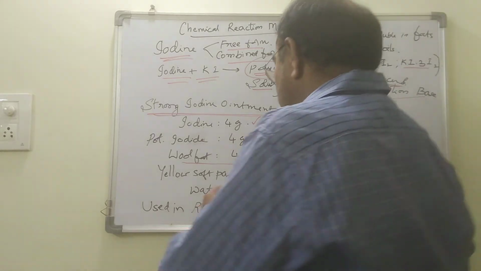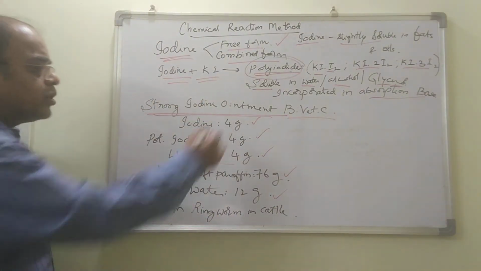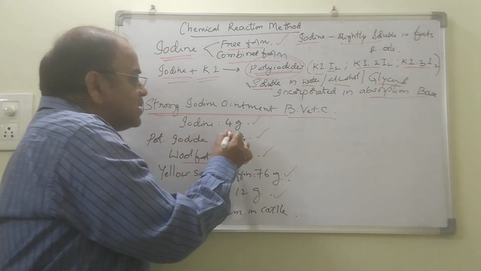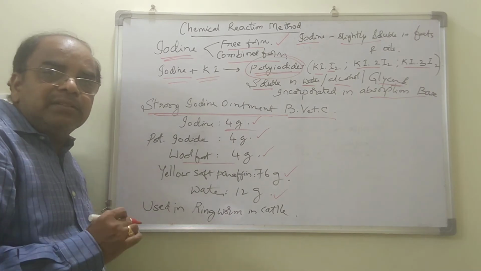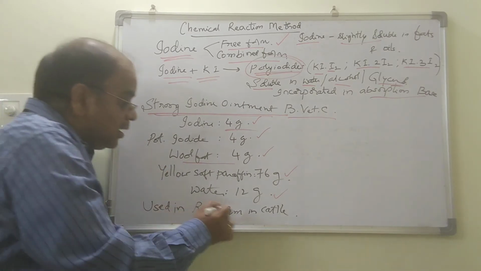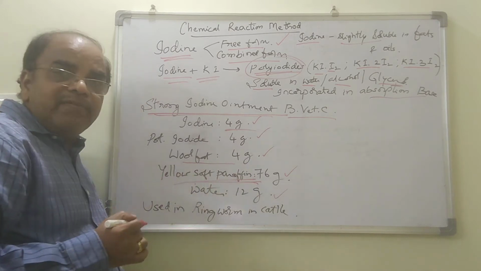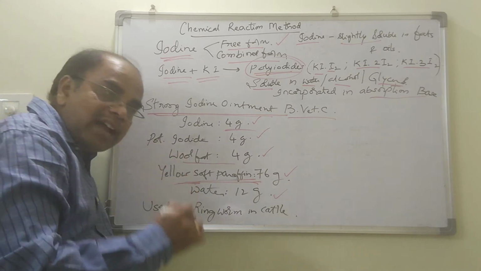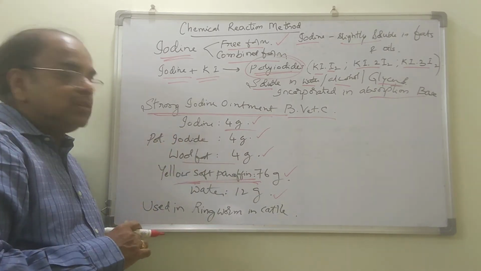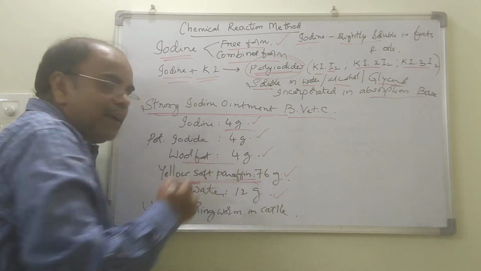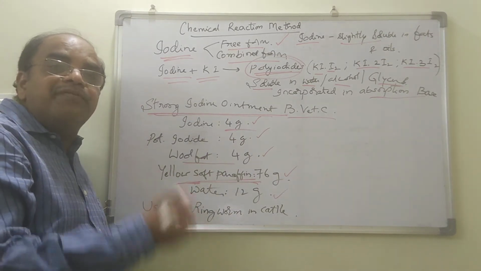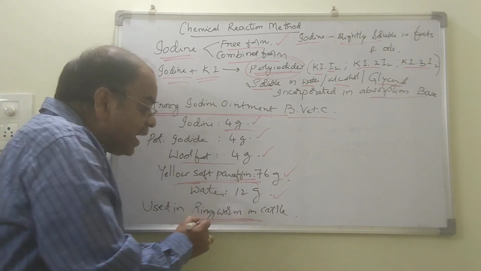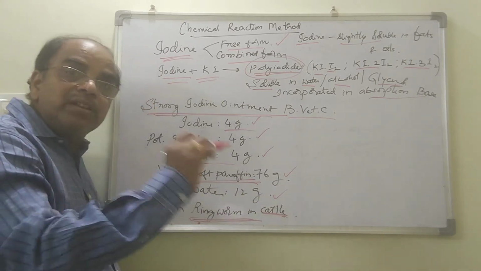Now we'll see how to prepare this one. Total quantity is about 100 grams. Right? Out of 100 grams, it is having 4 grams of the iodine, so 4% iodine is present here. Here we are using the yellow soft paraffin, so it contains less amount of the saturated constituents. So it can dissolve only 2 grams. The remaining 2 grams is available in the free form. It is causing the stain on the skin. That's why we use it in the treatment of the ringworm in cattle only, not for human use.